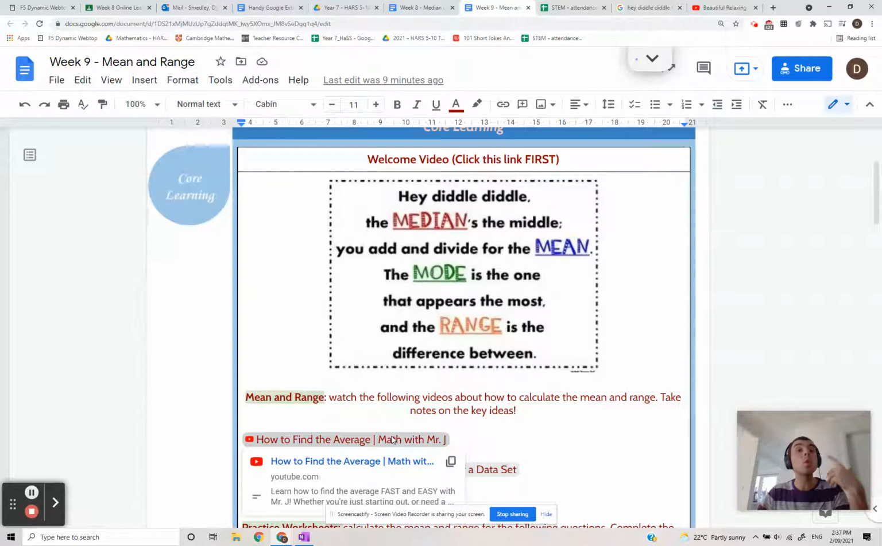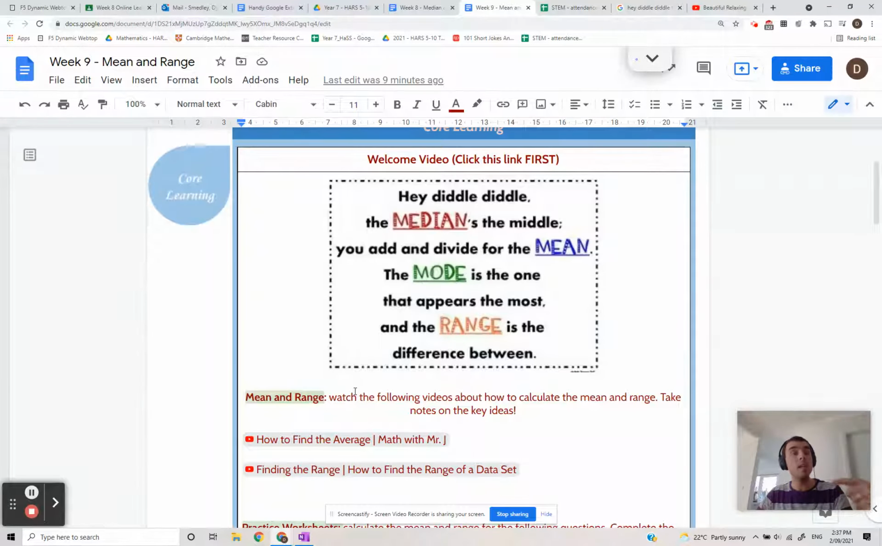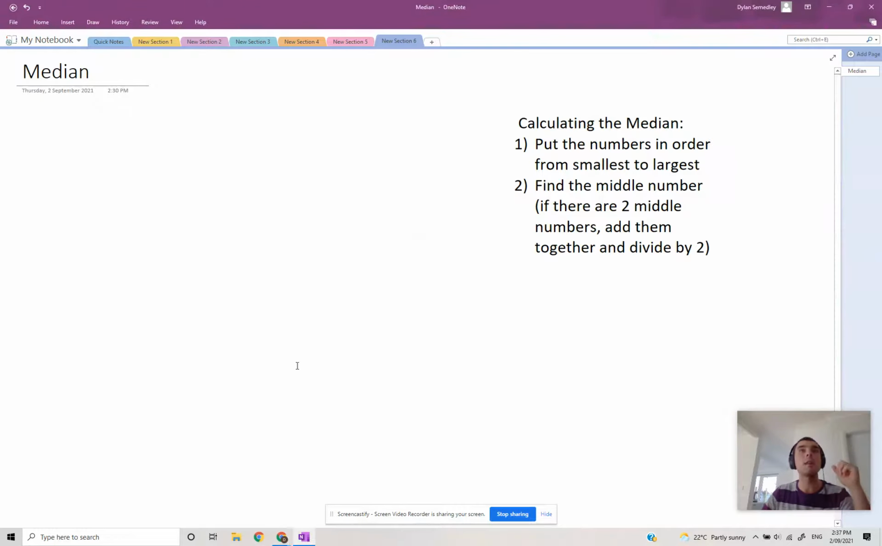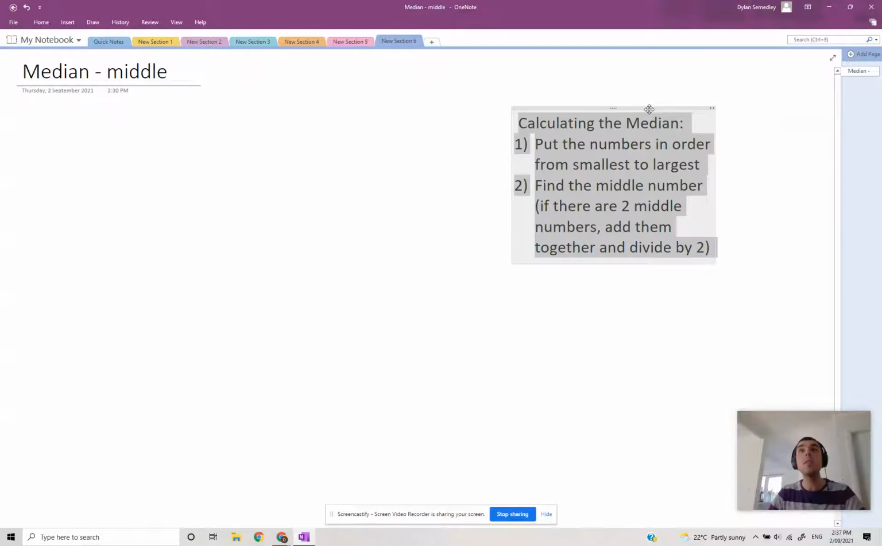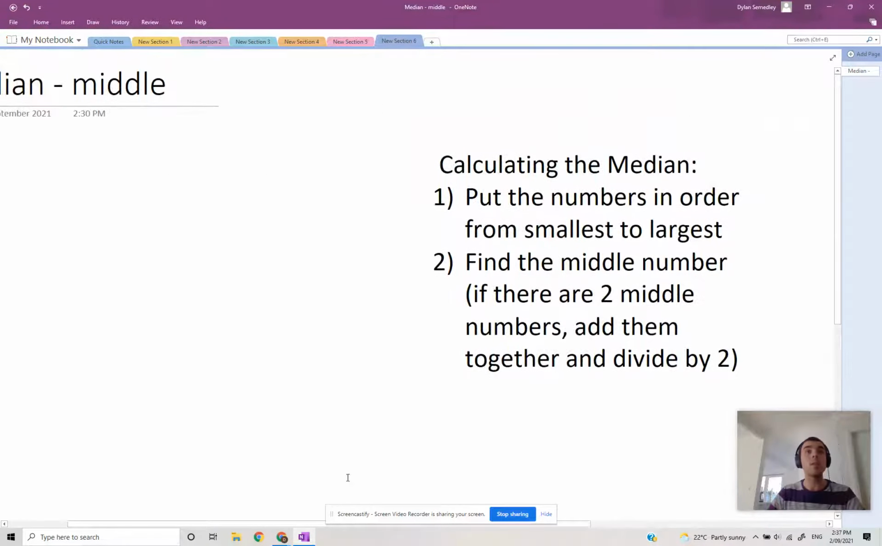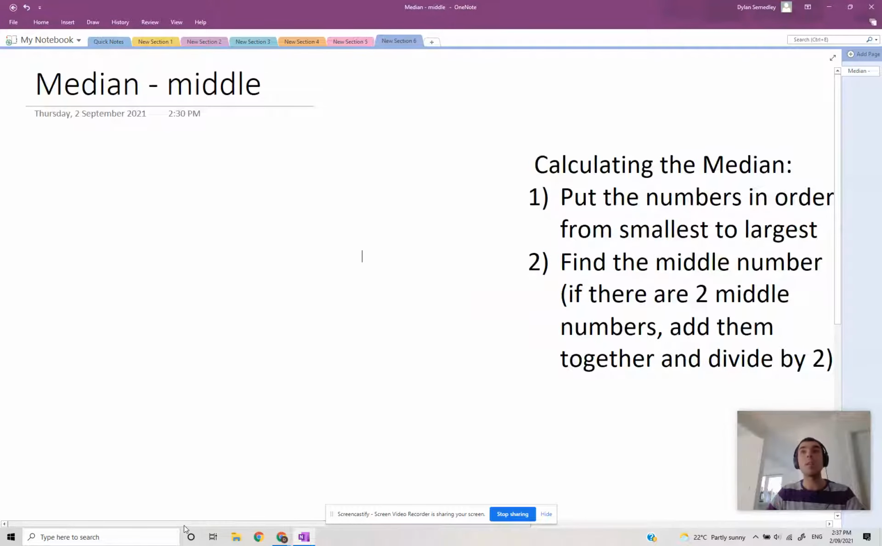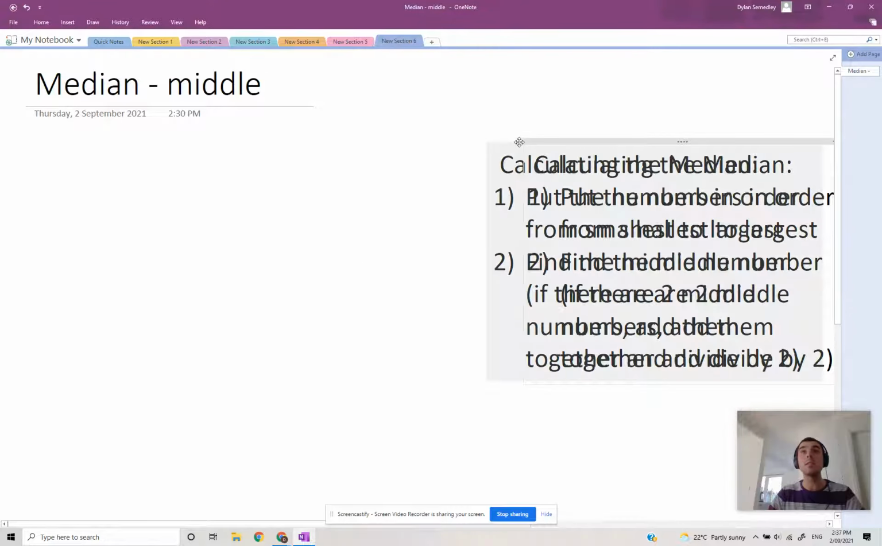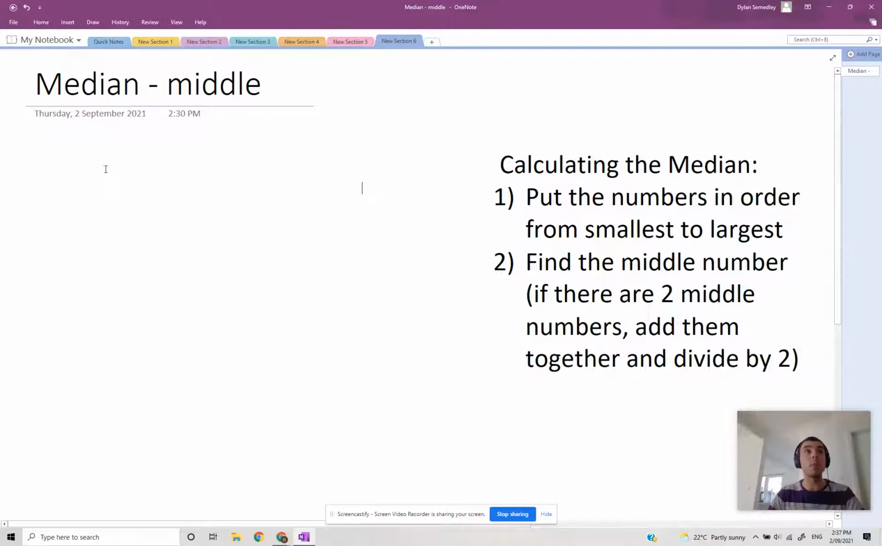So I'm going to quickly just go over the median, just so you're familiar with it. We're going to need to use it next week, so we need to get our head around it. The median is the middle number. And there's 2 things we need to do to calculate it. The first thing we do is we put the numbers from the smallest to the biggest. So we put them in order.